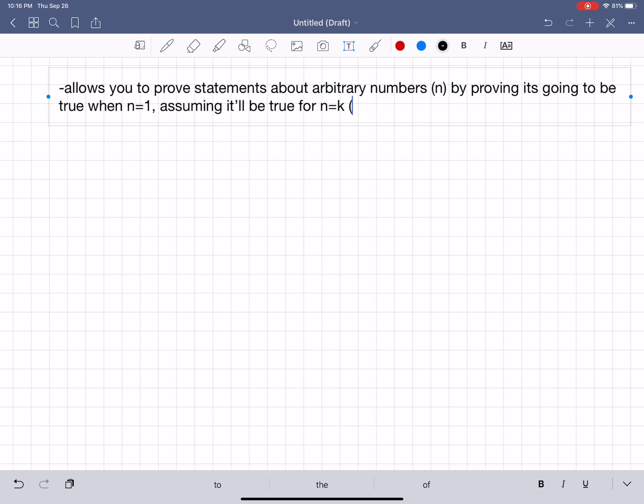and typically k belongs to the set of all positive integers. And when we assume n equals k, we show that it is also true for n equals k plus 1.